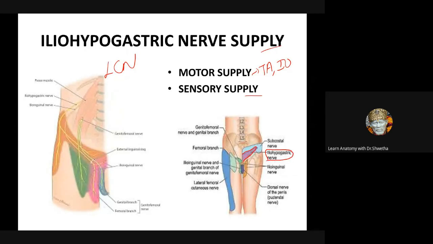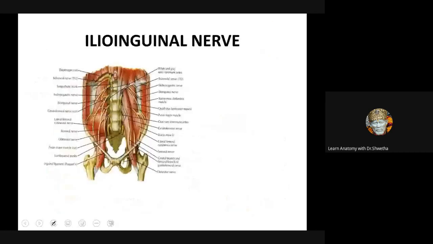Clear, students? Shall we move on to the next slide? Did you all understand this? Yes or no? Yes, ma'am. Okay. So, we have discussed the iliohypogastric nerve. You all have told me its nerve root is L1. Ilioinguinal nerve root, you tell me, students. L1. Very good. So iliohypogastric nerve we have already discussed.